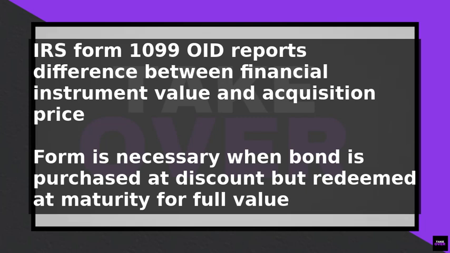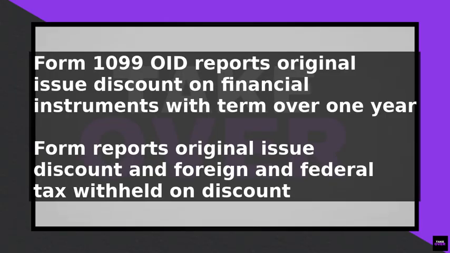It is used to report an original issue discount on various financial instruments, including bonds, debentures, notes, certificates of deposits, and more. With a term of more than 1 year, the form reports three main things: the original issue discount, any foreign tax withheld on the discount, and the federal income tax withheld under backup withholding rules. Brokerage firms usually send Form 1099 OID to investors whose financial instruments they manage.